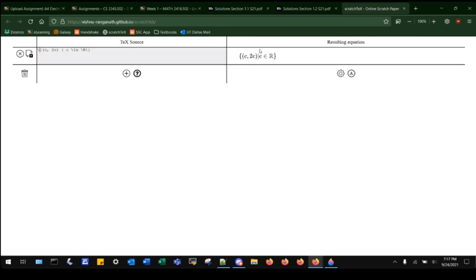This is what you want your answers to look like. This is called set builder notation for those of you who aren't CS majors.